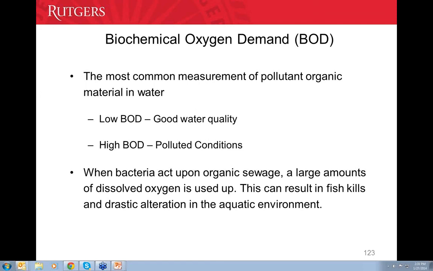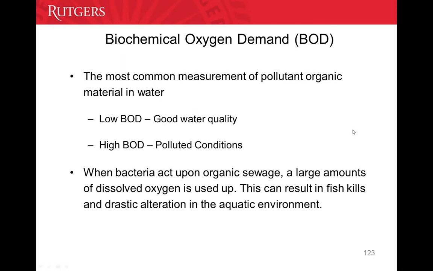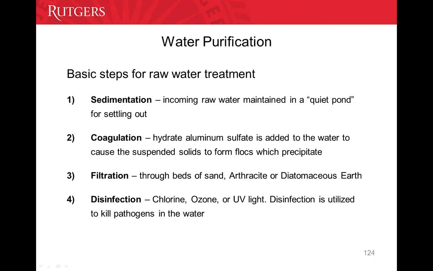Okay, so if you have a high biochemical oxygen demand, it means that you have a pollution problem. When bacteria act on organic sludge, large amounts of the dissolved oxygen are used up. That's why you have high BOD. And this can result in low levels of oxygen in the water, which means that you have an increase in fish kills and things like that.